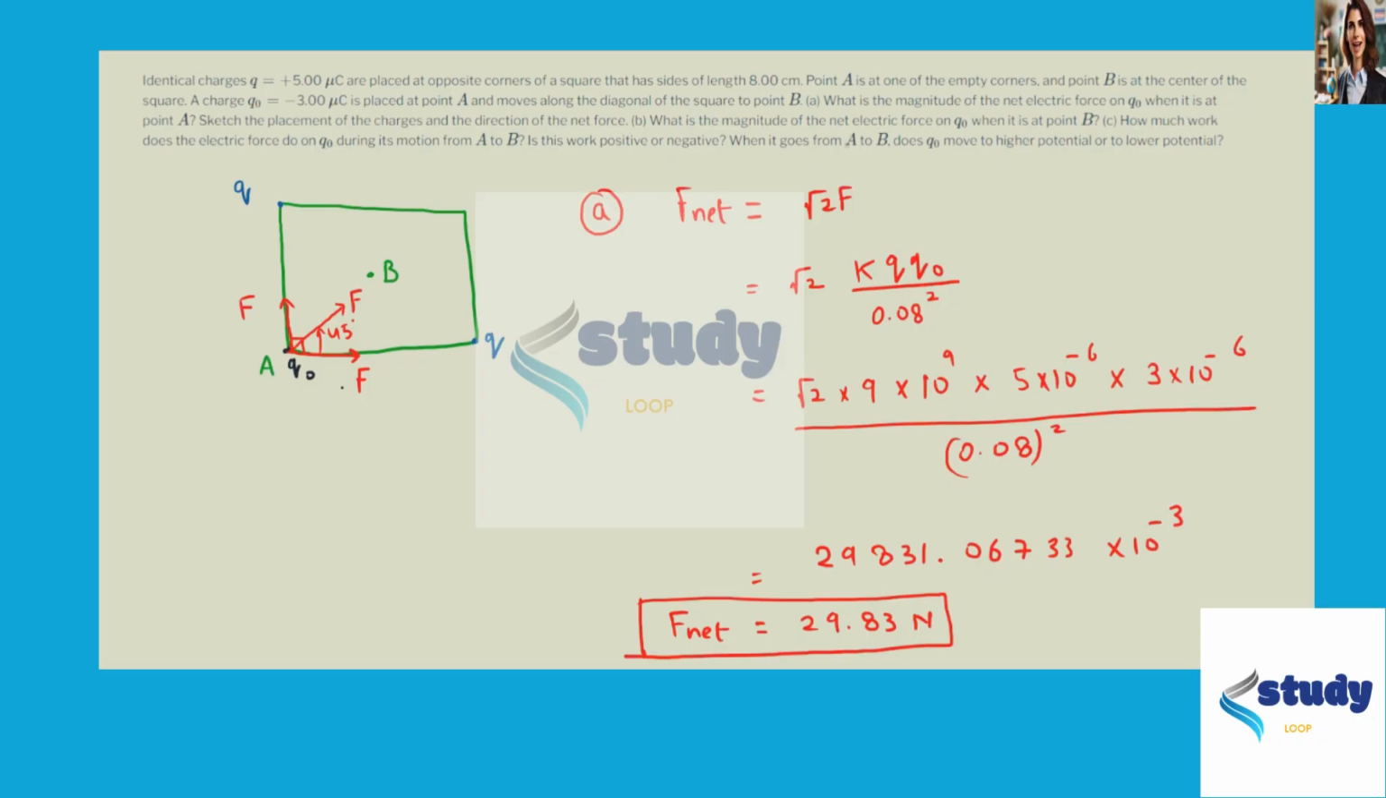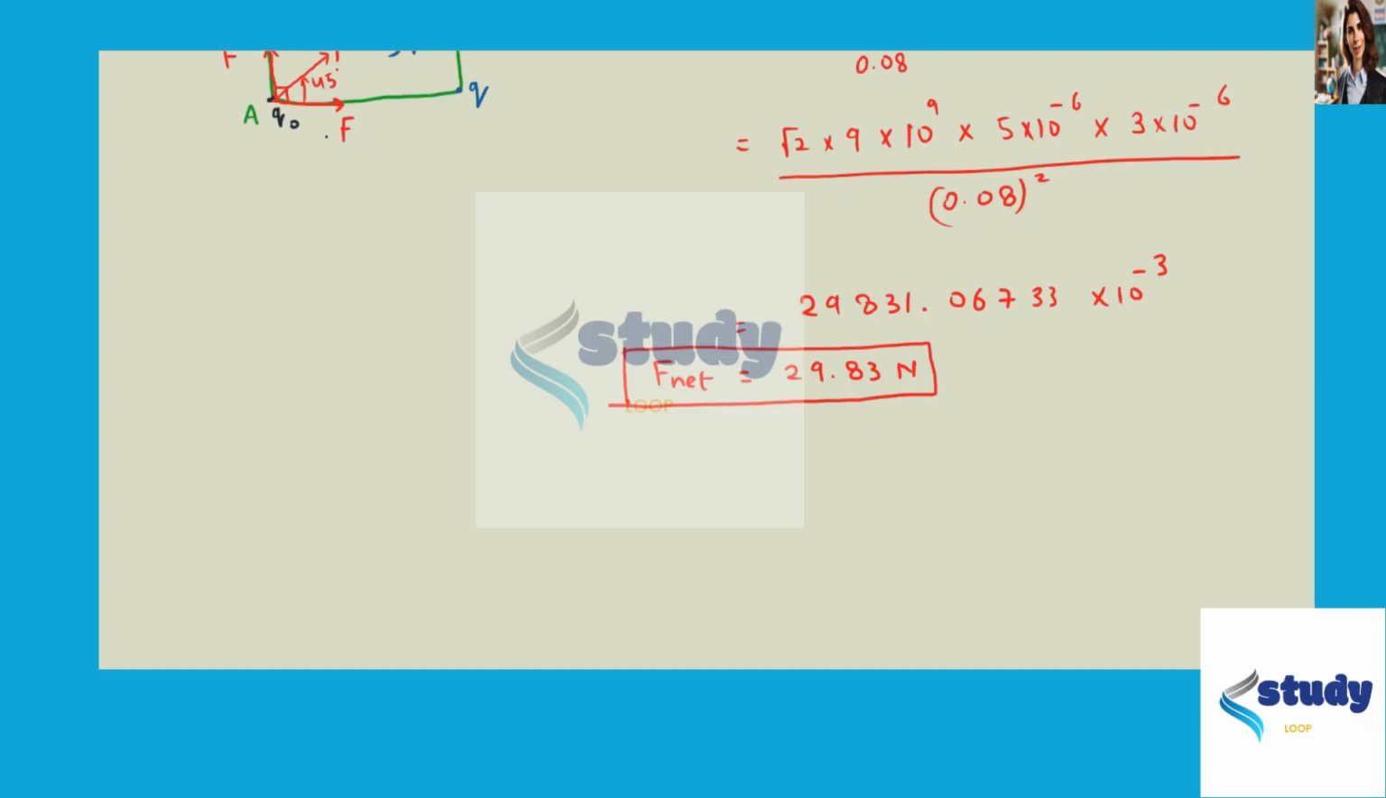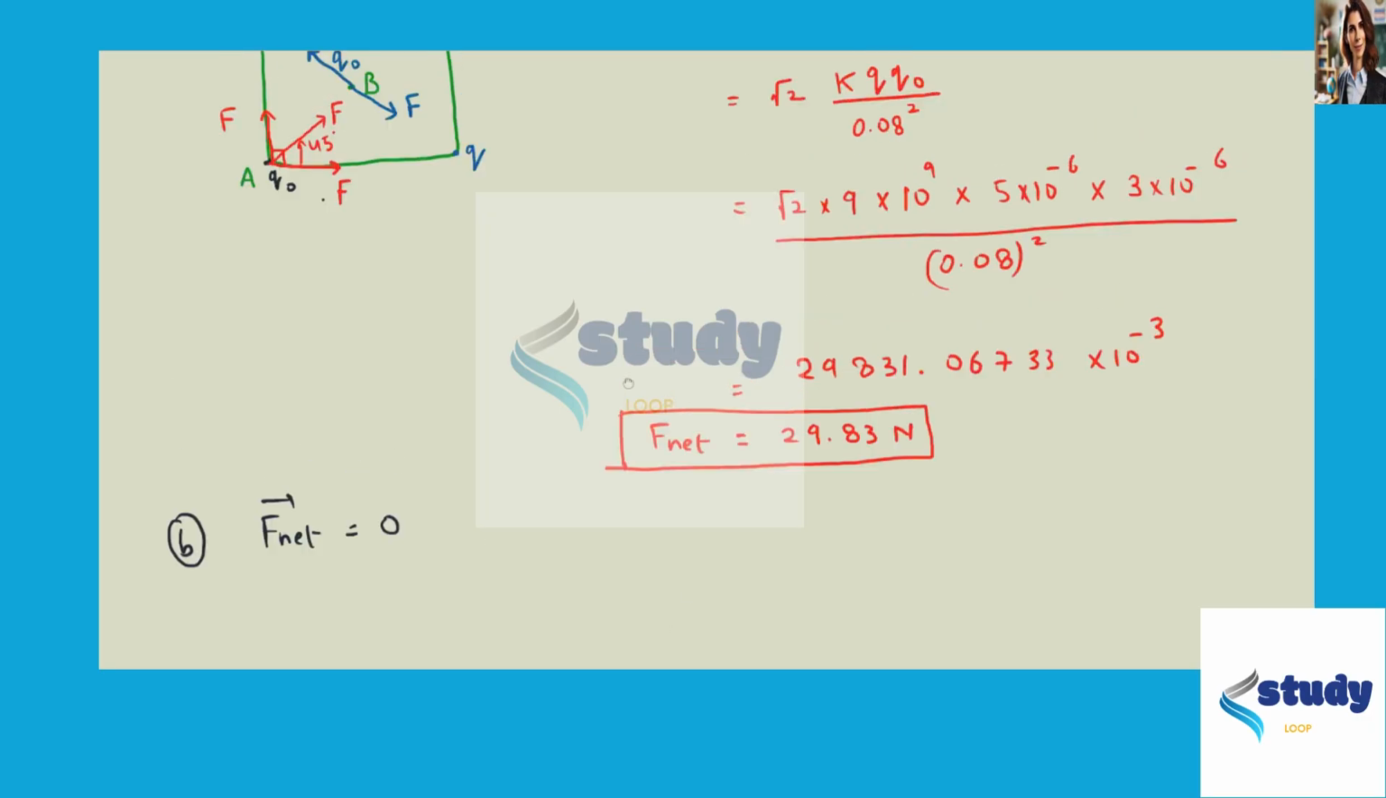Then it is asking what is the magnitude of the net electric force when it is at B. Now Q naught has moved to point B, so Q naught is over here. What is the net force? The net force is definitely going to be zero because this is attractive over here and this is attractive over here. The two forces are equal and opposite to each other, so they cancel out. So F net at B is zero.